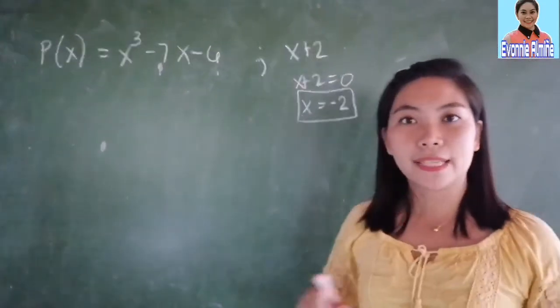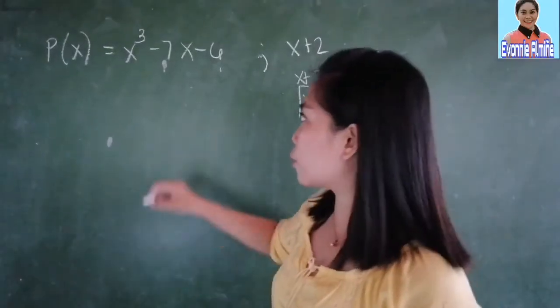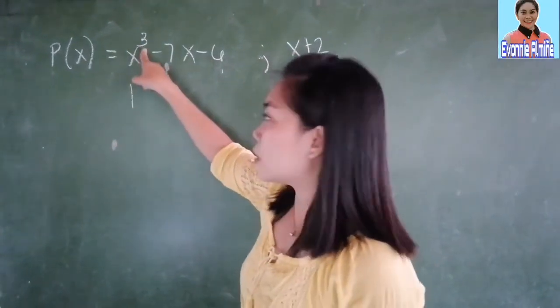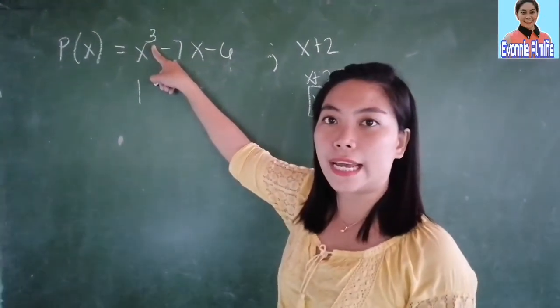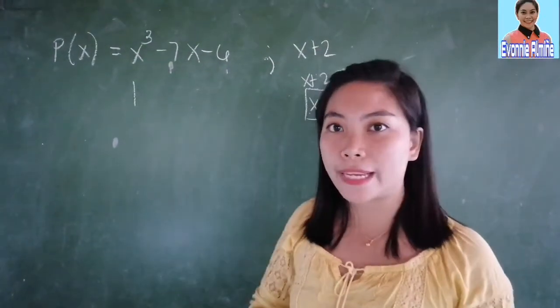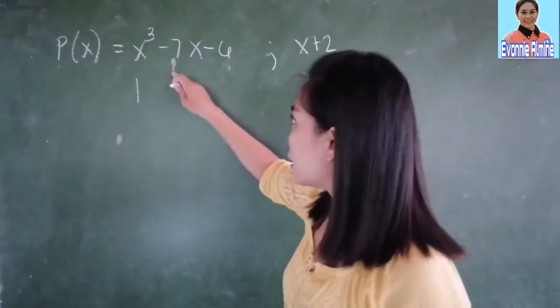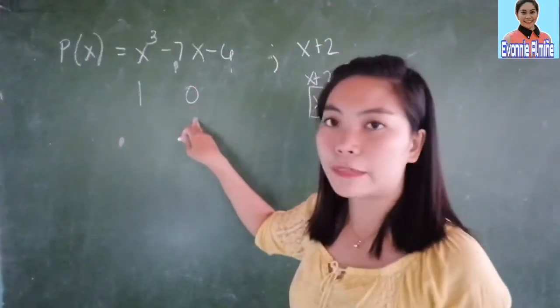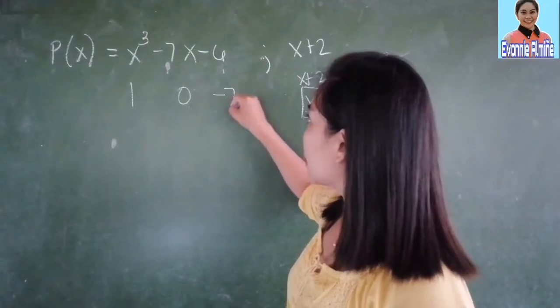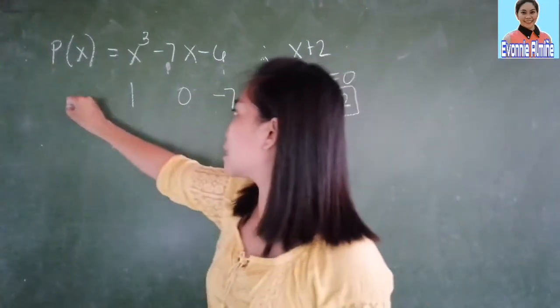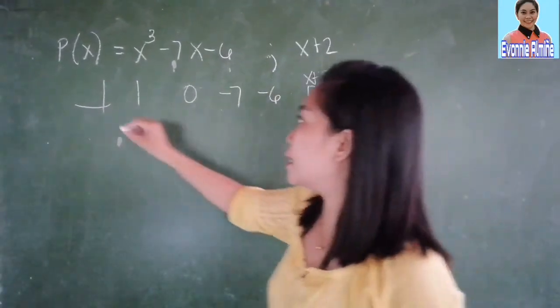Now, let's apply synthetic division to find the other factors. So, you have 1. So, since 3 yung leading degree natin, it should be followed by a degree of 2. So, since wala pong 2, insert po natin yung 0. The negative 7 and negative 6. Then, the divisor is negative 2.